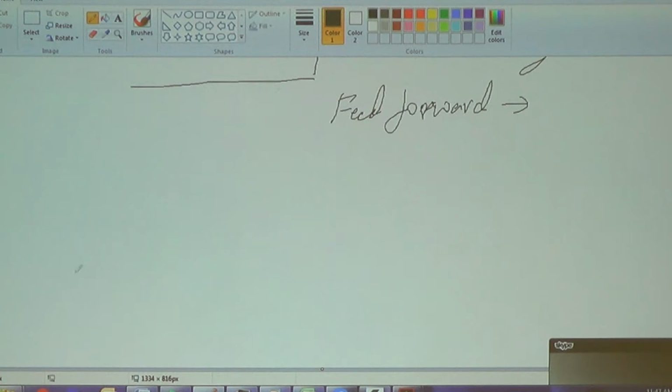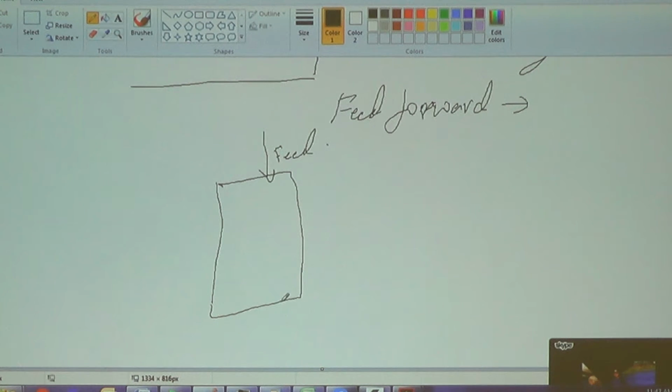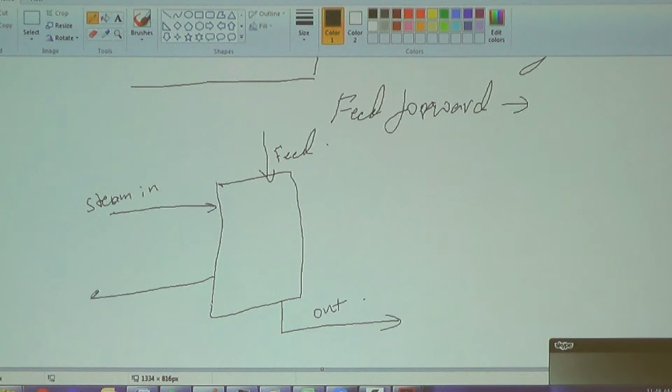Okay. Let me just draw it out. I have a tank. I have a feed coming in. And this is my outlet. Then I have my steam, which is coming in, steam in. And my steam out.